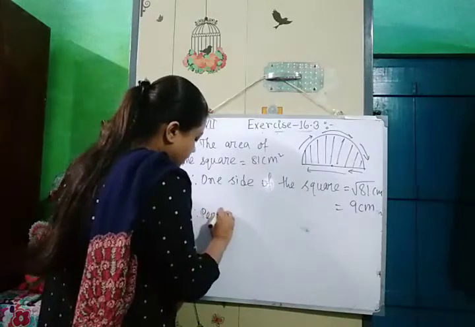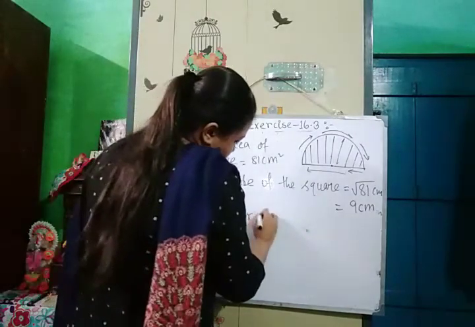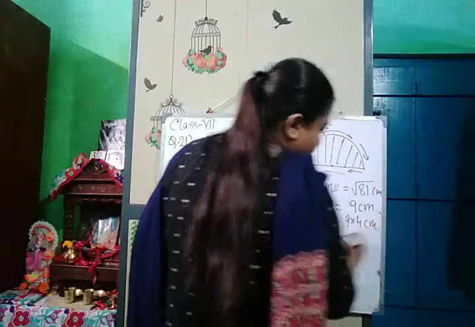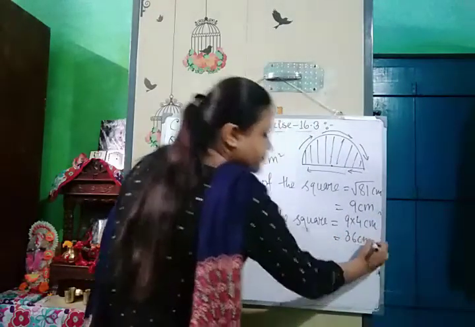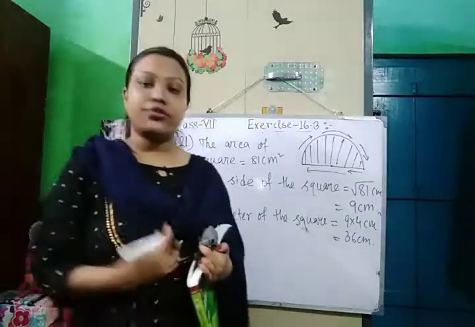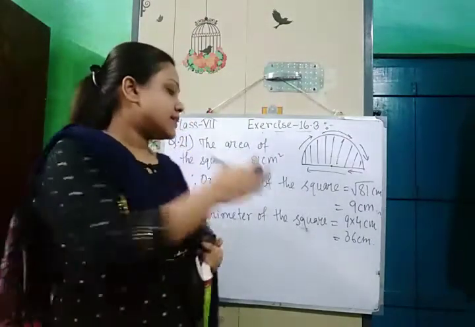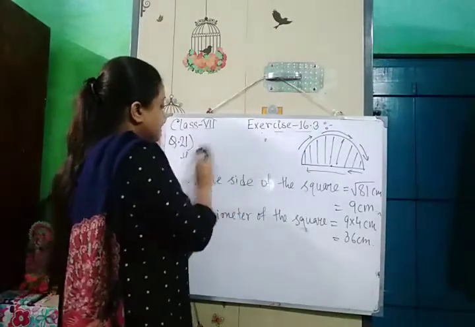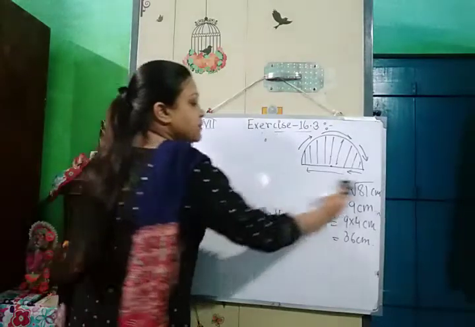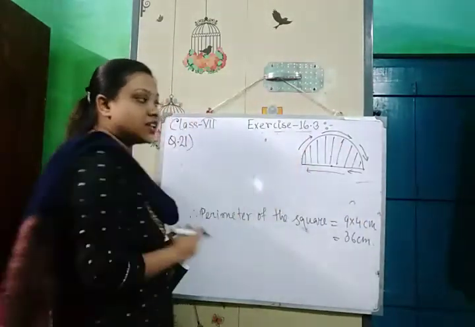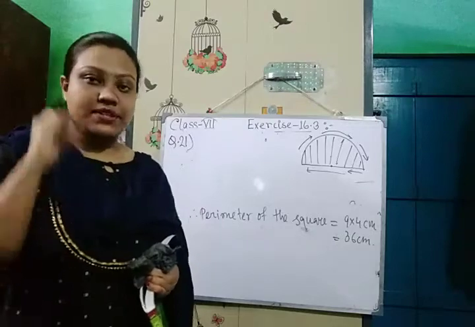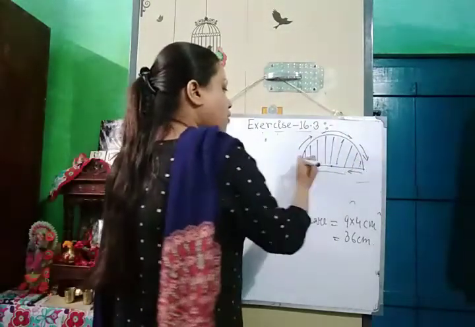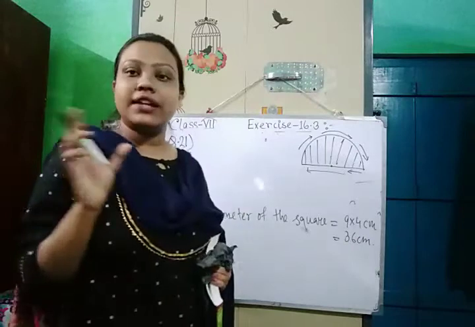Therefore, the perimeter of the square is equal to 9 into 4, side into 4, that is 36 centimeter. So now we have found the total length of the wire. The length of the wire is 36 centimeter. Now that 36 centimeter wire is rebent into a form of a semicircular arc which is bounded by its diameter. So what is the perimeter of this semicircular arc bounded by a diameter?